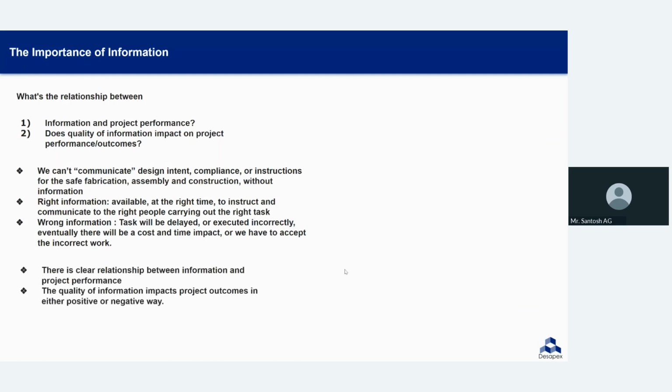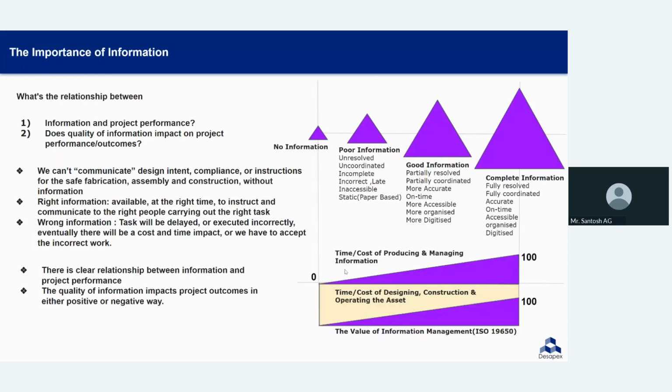So clearly, there is some relationship between the information and the project outcomes, or we could say the performance. And there is obviously a measure of quality of information that impacts the project outcomes or performance in either a positive or a negative way. So good quality information is that which supports the outcomes and performance, and poor quality information is that which detracts or hinders the outcomes and performance.